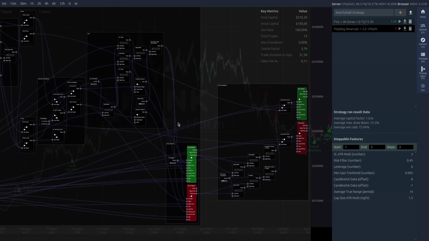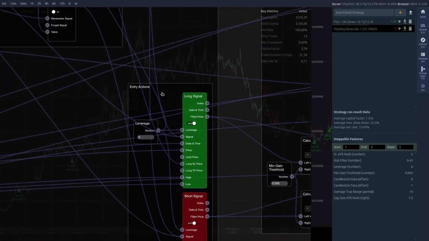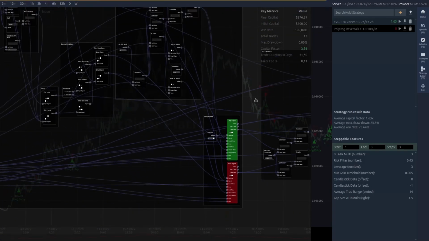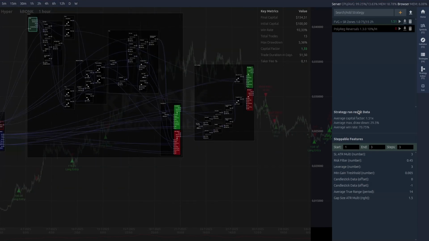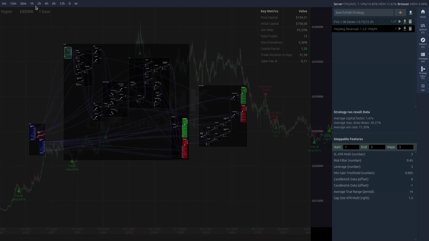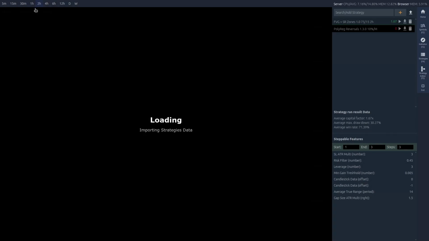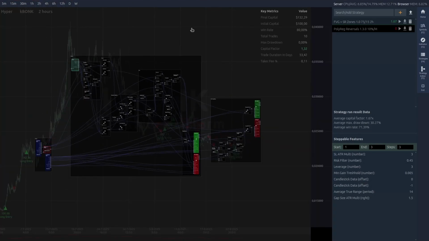Now the leverage is 6. It's quite high. I will pull it down to 3. I think it's better, more human. You see, even with this leverage of 6, you have 50% gain, 70% gain, and only 30% drawdown with a win rate of basically 71%. So this is a very promising indicator and a very promising concept, the fair value gap itself. Let's check the 2-hour chart.